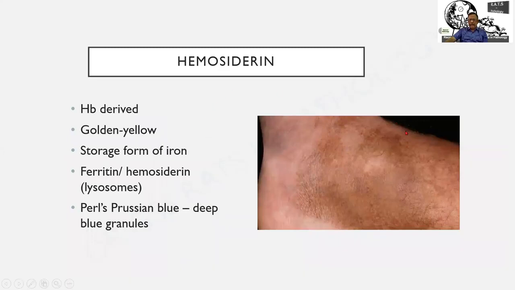Hemosiderin is a very important pigment. There is a disorder called hemosiderosis and hemochromatosis. These are essay questions by themselves. We shall be seeing them in detail.